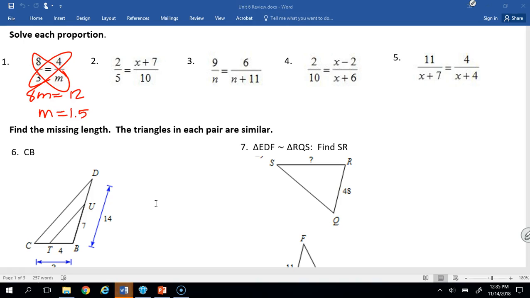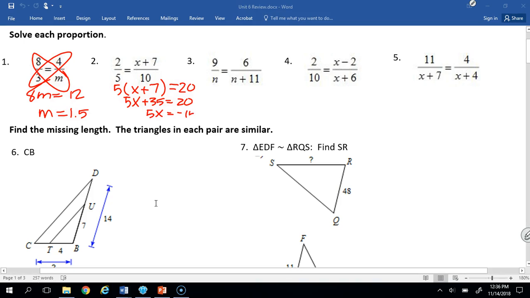Then we have, again, we're going to cross multiply. So we're going to do 5 times x plus 7, set that equal to 2 times 10, which is 20. This is going to be 5x plus 35 equals 20. We're going to subtract 35 from both sides, so that's 5x equals negative 15. So x equals negative 3.